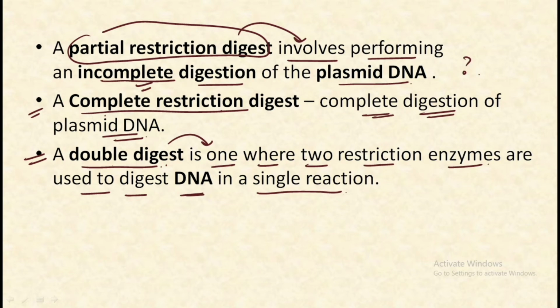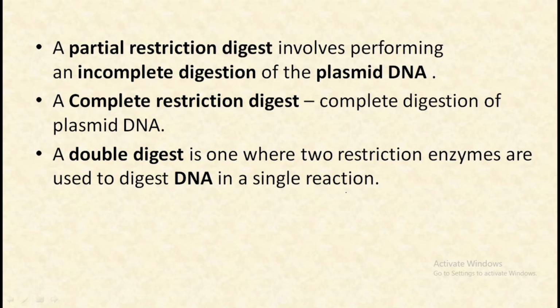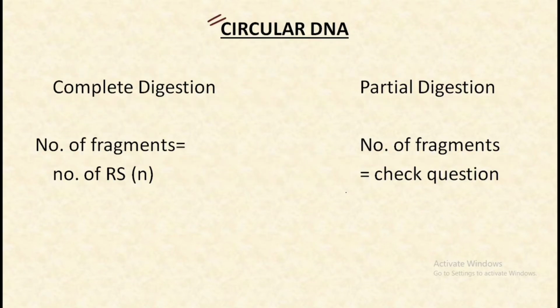These three terms might look very difficult, but they have very simple meanings. Partial digestion means incomplete digestion. Complete digestion means complete digestion of the plasmid DNA, and in double digestion, we are using two restriction enzymes for the digestion of the DNA in a single reaction. So this is the meaning of complete, partial and double digestion. We will be able to understand the terms in a better way now.